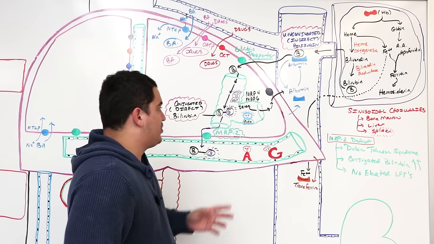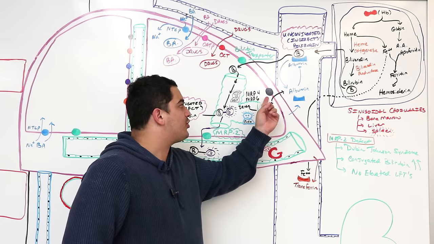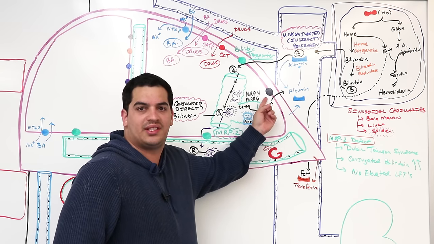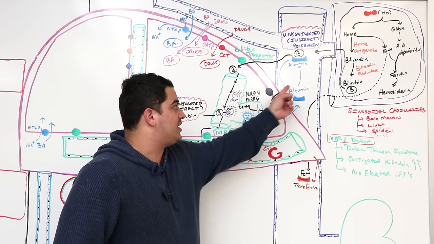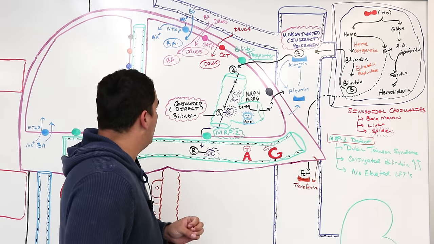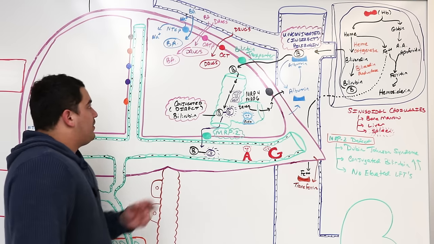It just is an example. So that's important to remember, that there are other transporters like MRP4 and MRP6 that do play a role in the efflux of xenobiotics or drugs into the circulation. Alrighty, that covers that aspect.